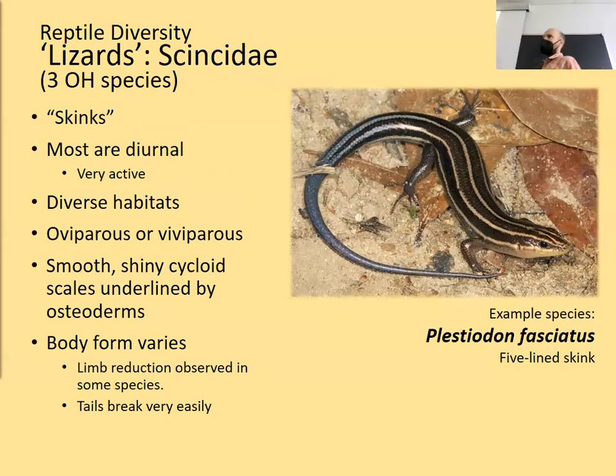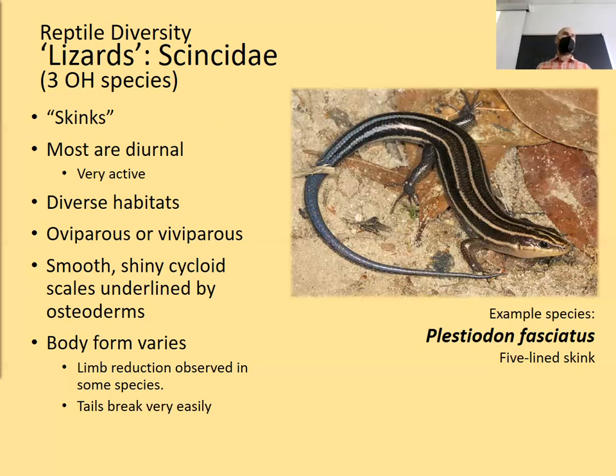Okay, skinks. Scincidae. There are three Ohio species in this family, so it is the most speciose family in terms of what we find here in Ohio. They're usually diurnal, pretty active. They can live in a variety of habitats. They have very slick, smooth scales. If anyone's ever held a skink, not all skinks, but most of them have this very slick scale surface. Partially they're slick, but they're also kind of hard because they're underlaid by something called osteoderms, which is bone tissue that develops underneath the scale tissue.